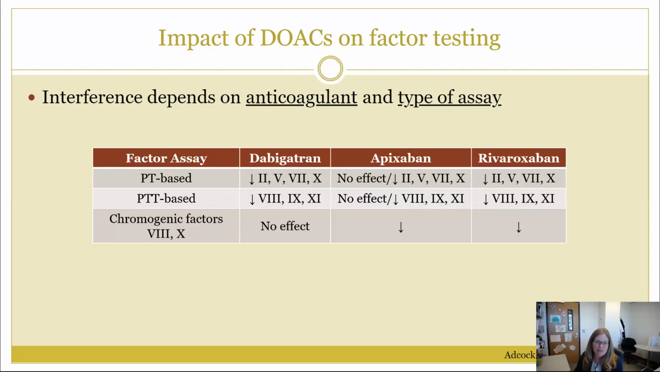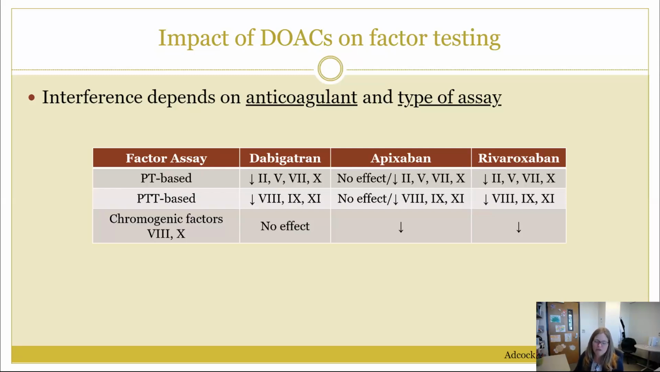And so again, because dabigatran can prolong the PT and the PTT, it can actually make factors that are measured using those reagents appear lower than they should. And similarly, rivaroxaban and then apixaban can also do this if you're using a sensitive reagent.